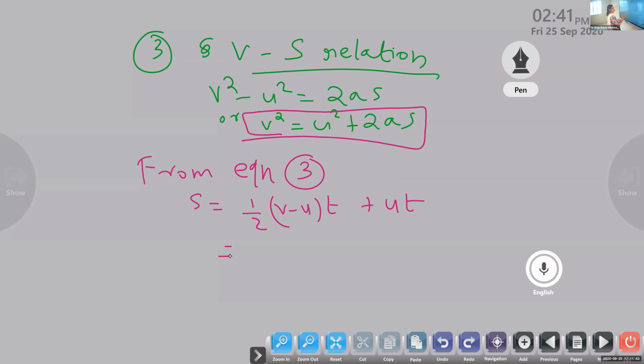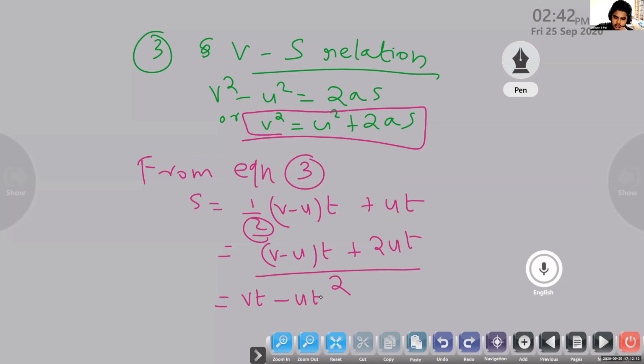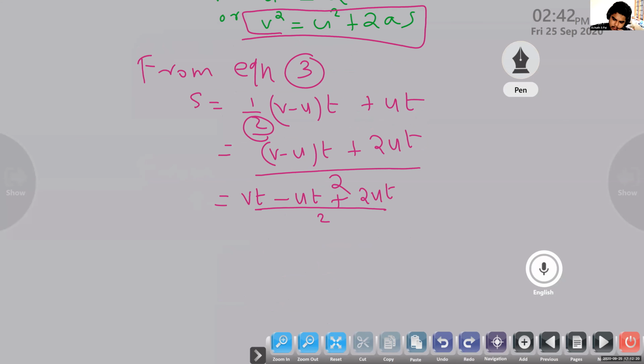How do we do it? 2 is the denominator. Take the LCM. When you take the LCM, your equation is going to be (v minus u) into t plus 2ut, divided by 2. Next step, expand this. When you expand, what do you get? vt minus ut plus 2ut, divided by 2.